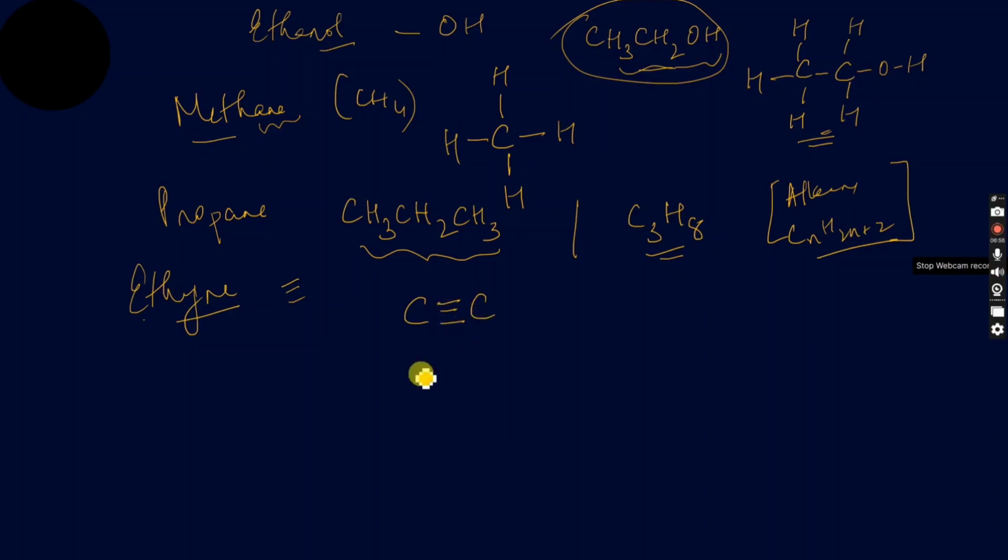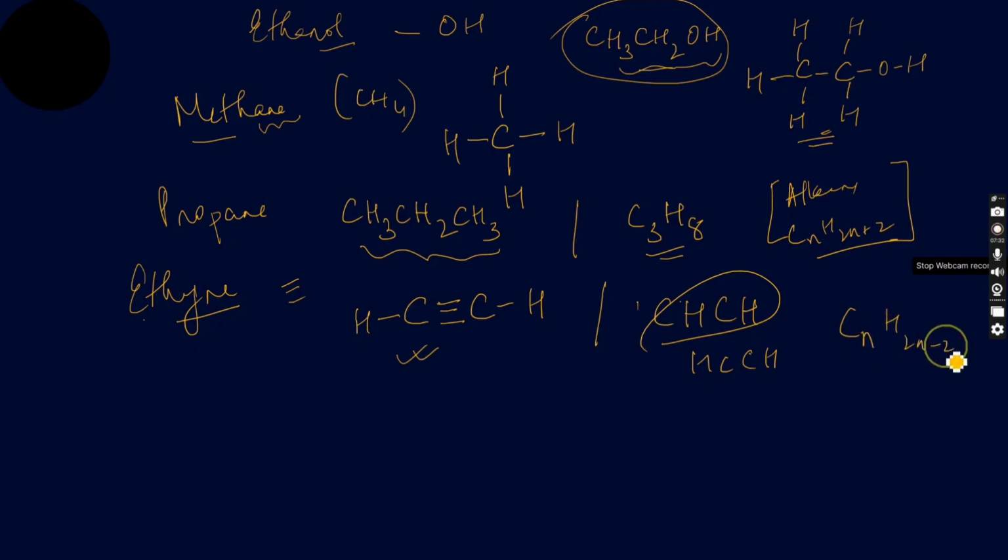And if I have to write the condensed formula, so HC≡CH or CH≡CH, either way you can write. Both are correct. So that's the formula, and this is the structural formula of ethyne. And the alkyne formula is CnH2n-2. So you can check: if you put the number of carbon atoms n equal to 2, then you will have 2 into 2, 4, minus 2, 2. So 2 hydrogen will be there. So you see here 2 hydrogen. So that's how you know it.